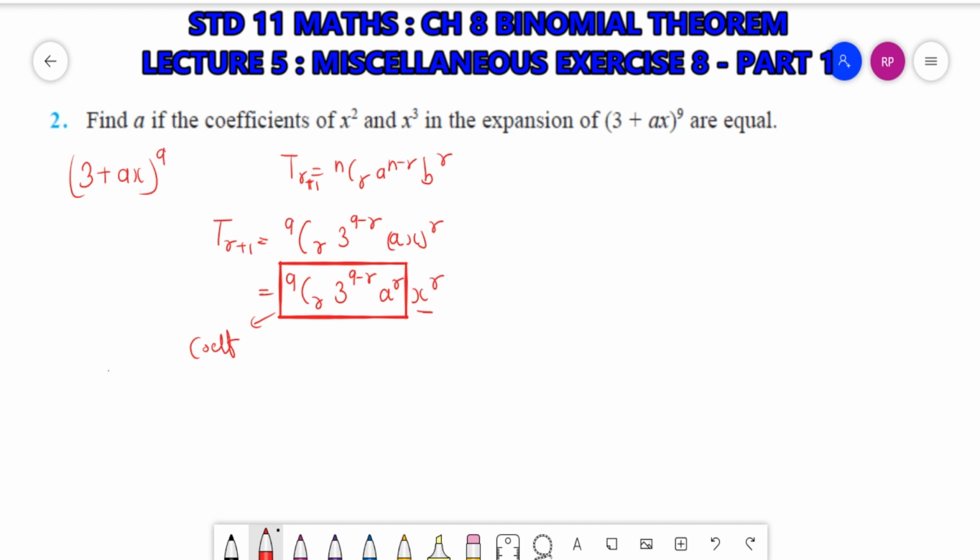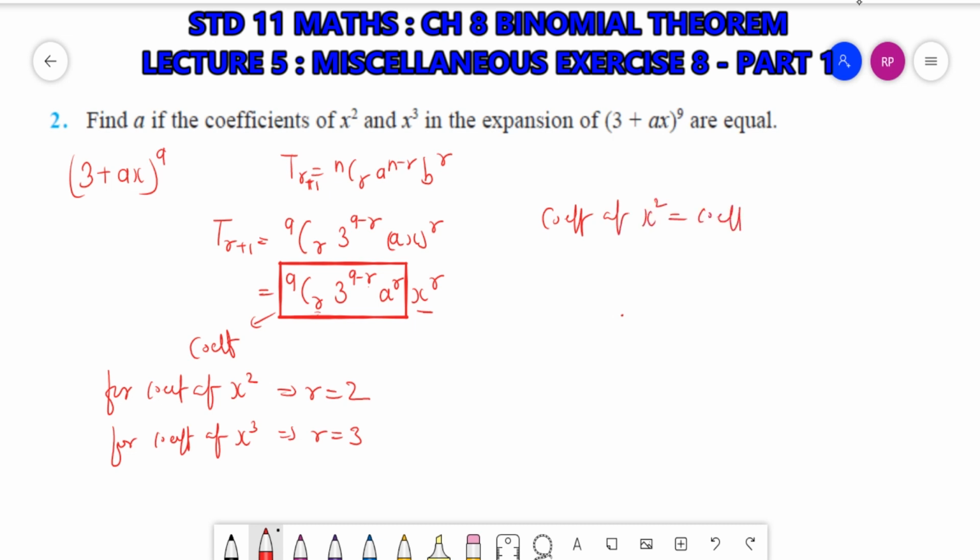Now for the coefficient of x square, this implies r is equal to 2, and for the coefficient of x cube, this implies r is equal to 3. Clear? So for the coefficient of x square I will take the value of r as 2, and for x cube I will take the value of r as 3. Now it's given that the coefficient of x square is equal to the coefficient of x cube.